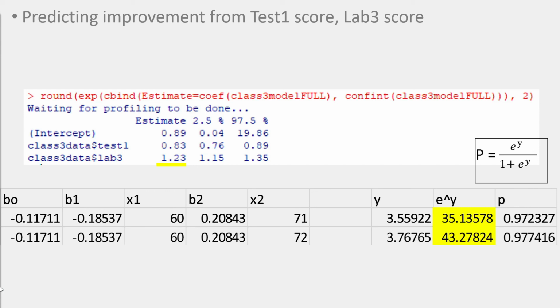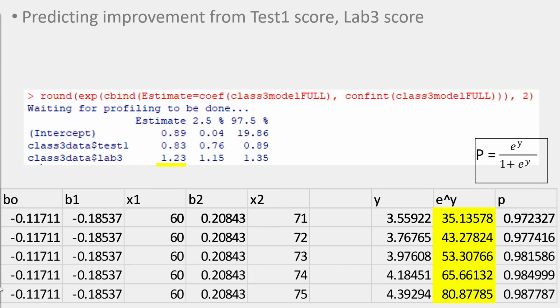While e to the y, the logit that has been back transformed from the log scale, since it's the odds ratio and not the probability or proportion, it's where we can see the meaning of the partial slope term. The difference here between scoring 71 and 72 on lab 3 shows up in the dependent variable as the score of 72%, resulting in an odds ratio that is 1.23 times the odds ratio from scoring 71%. That's the work that your partial slope is doing in the multiple log regression model, all the way down for every unit increase in lab 3 score.